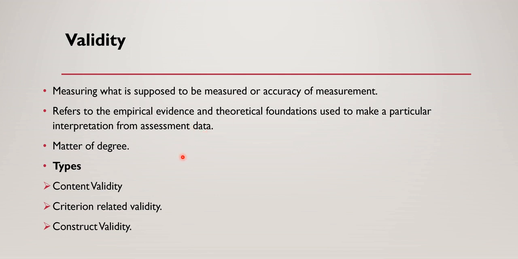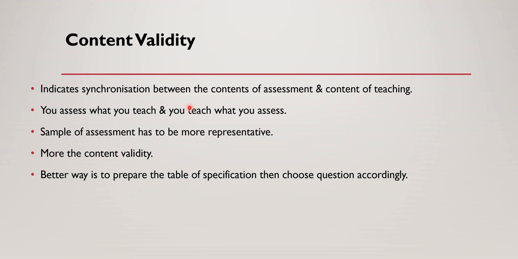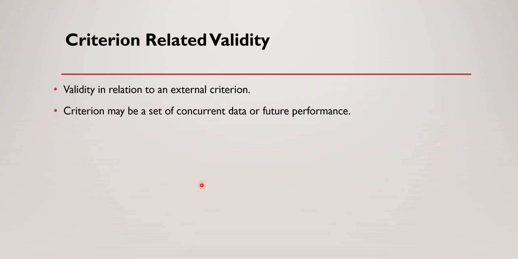There are three types of validity, that is content validity, criteria related validity, and construct validity. Now content validity indicates synchronization between the content of assessment and content of teaching. You assess what you teach and you teach what you assess. The sample of assessment has to be more representative, and the more the content validity, the better it is for our assessment tool. A better way is to prepare the table of specification and then choose the questions accordingly.